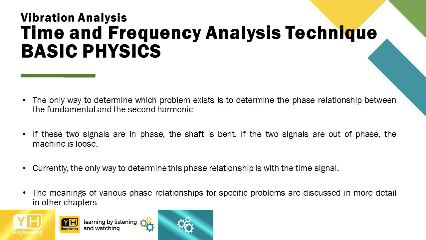The only way to determine which problem exists is to determine the phase relationship between the fundamental and the second harmonic. If these two signals are in phase, the shaft is bent. If the two signals are out of phase, the machine is loose. Currently, the only way to determine this phase relationship is with the time signal. The meanings of various phase relationships for specific problems are discussed in more detail in other chapters.